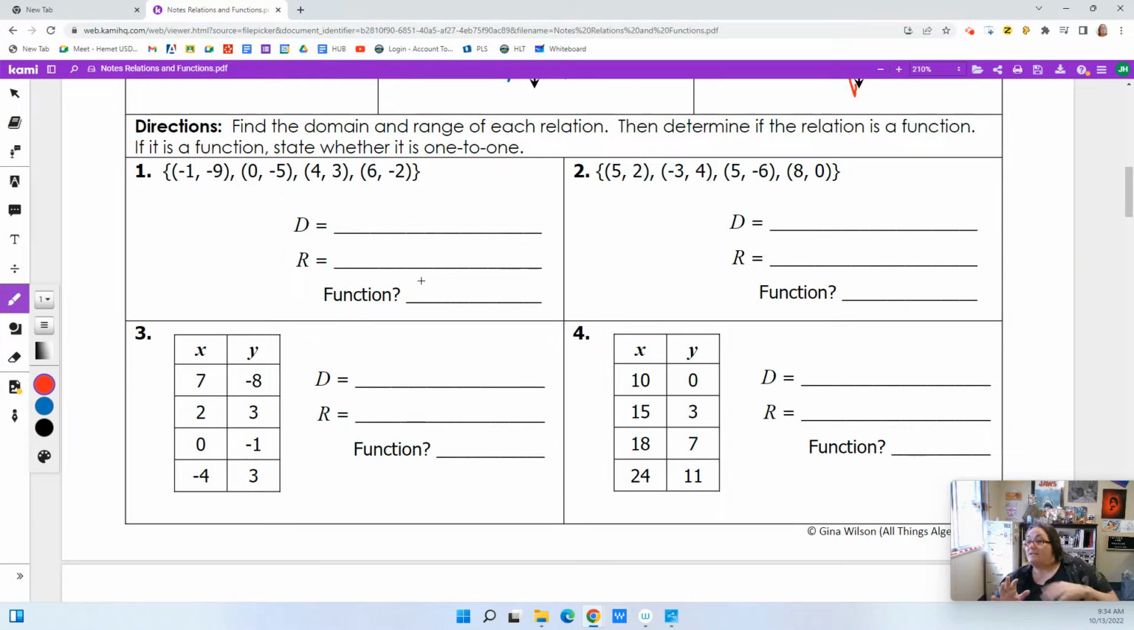So in this first bit, and this is what your homework's going to look like, so pay particular attention. We're just going to decide what is the domain, what is the range, and is it a function?